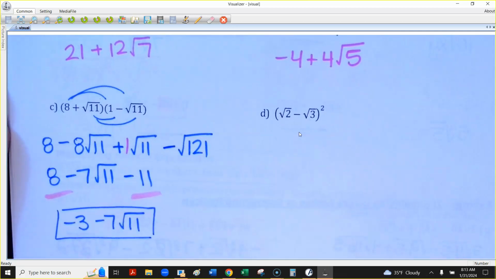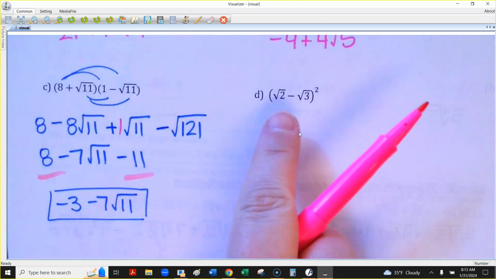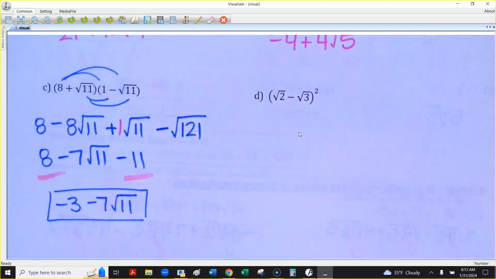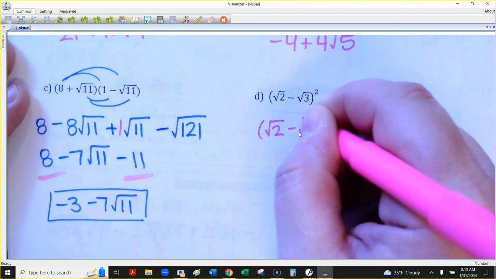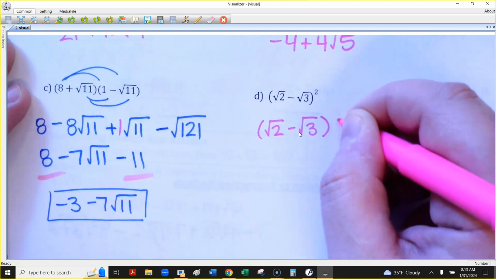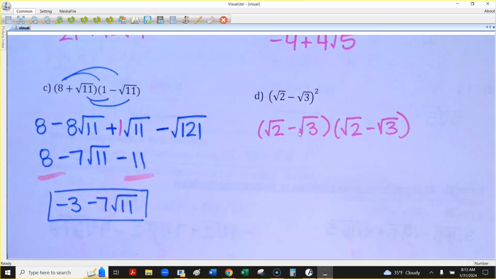All right, now on this one, don't distribute. Do not distribute that exponent, okay? So if you are squaring something, anytime you have adding or subtracting, if you square something, you're multiplying it by itself. So really what this question is asking me to do is root 2 minus root 3 times root 2 minus root 3. If you distribute that exponent, you will get the question wrong because you'll completely miss out on the middle term. So write it twice if you're squaring it, and then go ahead and multiply.